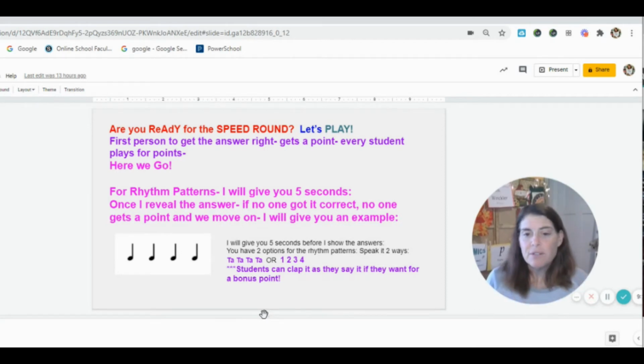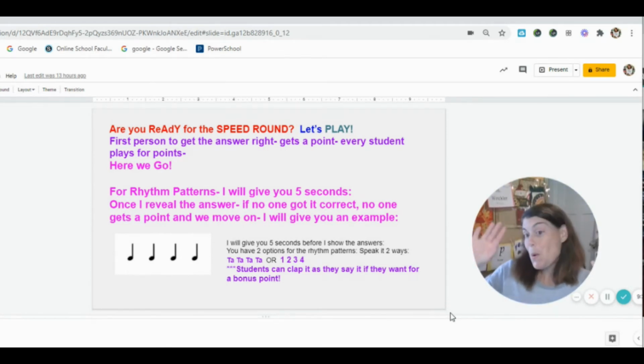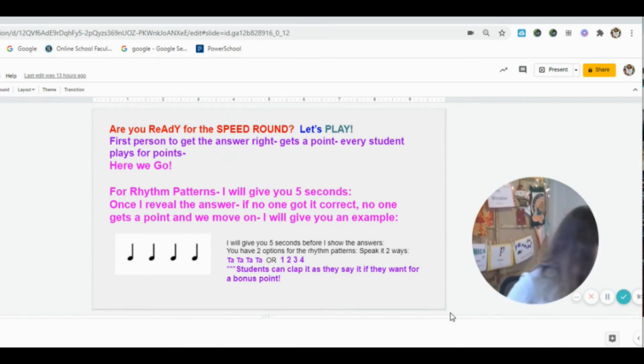All right, I will give you an example. Let's say you see this measure. See where the cursor circled? You see that measure. You actually have 2 options. You can say the syllables, ta, ta, ta, ta, or you can say the counts, 1, 2, 3, 4. And if you can clap and say it correctly, you get 2 points. Woo, woo, woo, woo.